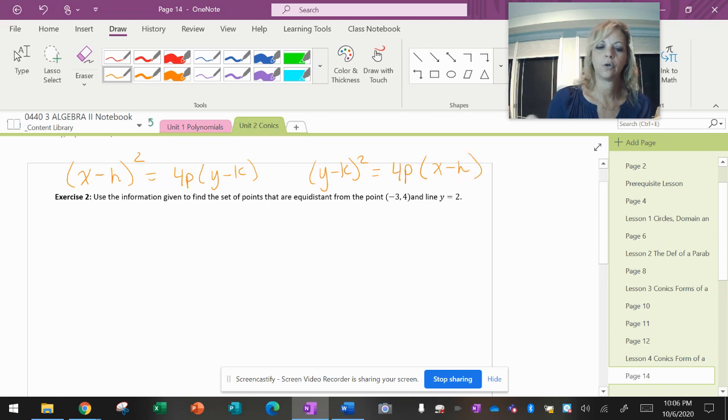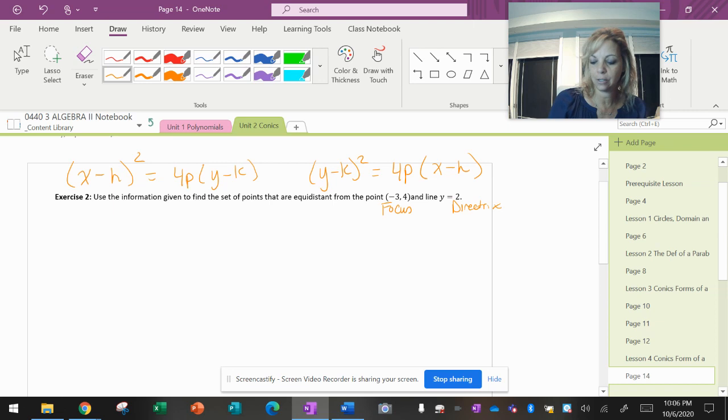Okay, so for this one, use the information given to find the set of points that are equidistant from a point, (-3, 4), and the line y equals 2. Now this sounds really different, and it's really not. Use the information given to find the set of points that are equidistant from a point and a line. The point, people, is a focus. The line is a directrix.